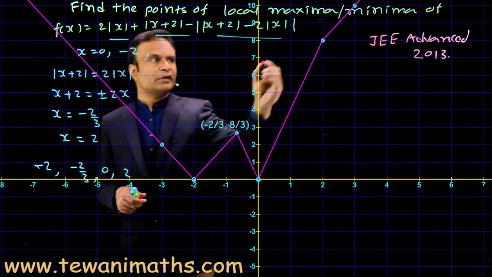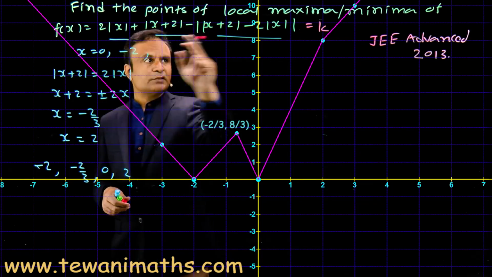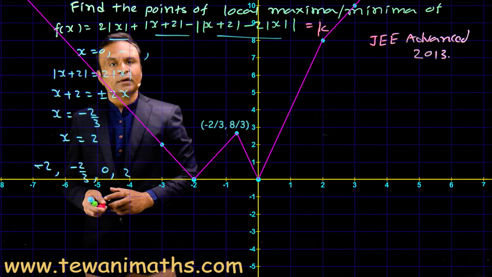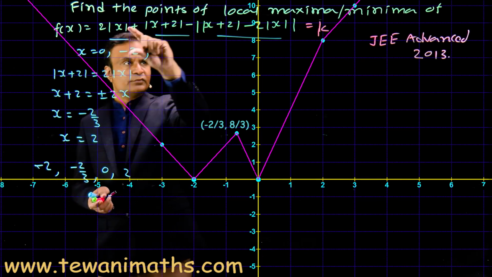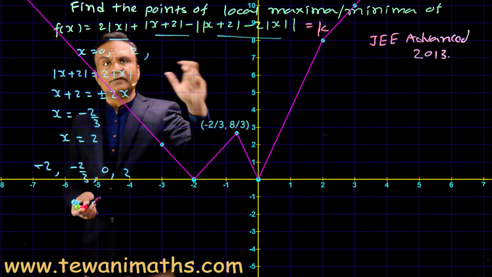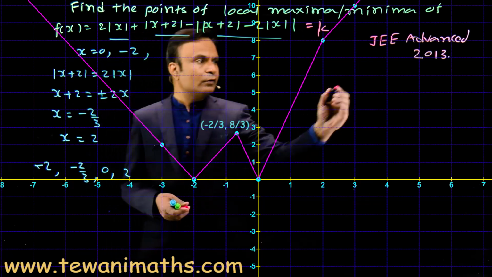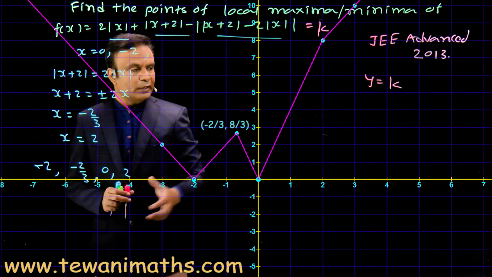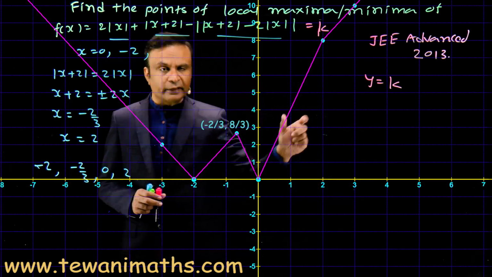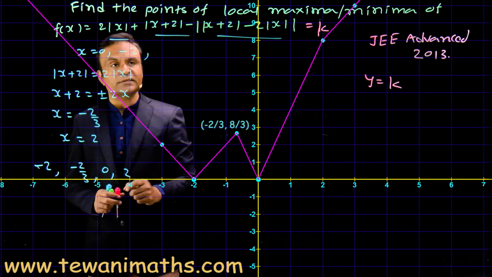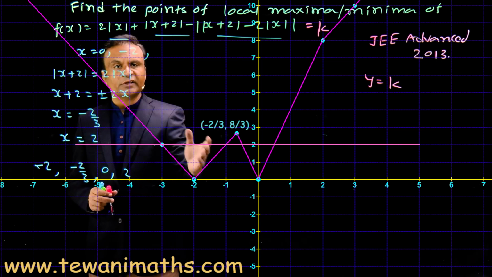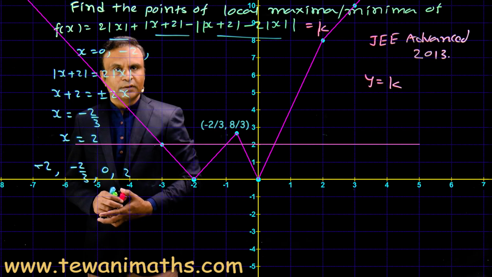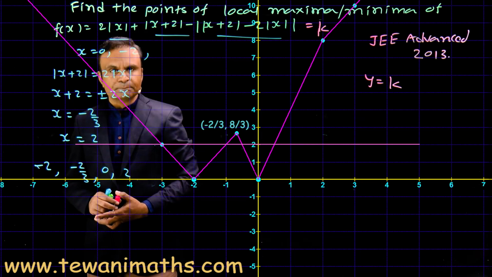Now suppose we have a question: find the values of k if the equation f(x) is equal to k has 4 distinct real roots. Graphically, the roots of this equation occur where the graph of function f(x) and the graph of the straight line y is equal to k intersect. Now the graph of this straight line is parallel to the x-axis. This line must intersect the graph of function f(x) at exactly 4 distinct points. So what should be the value of k?